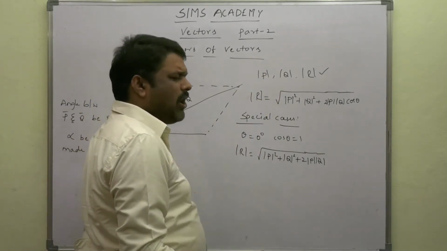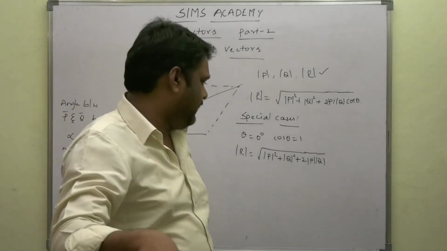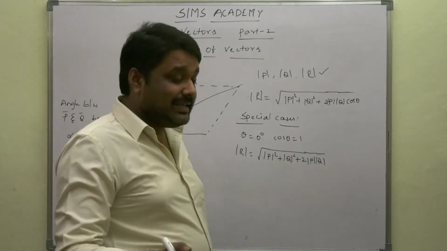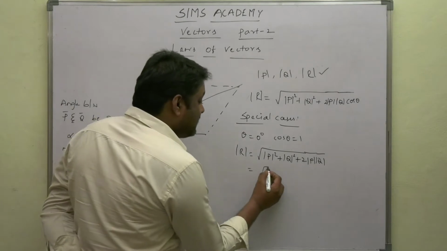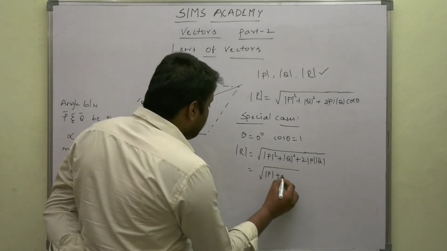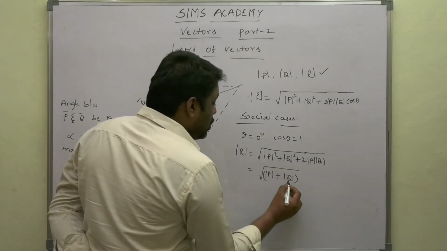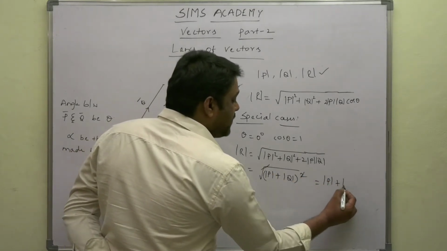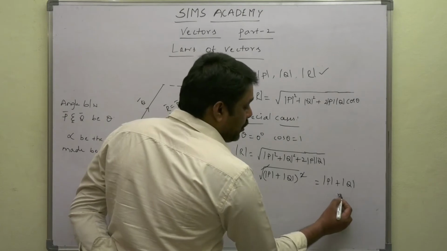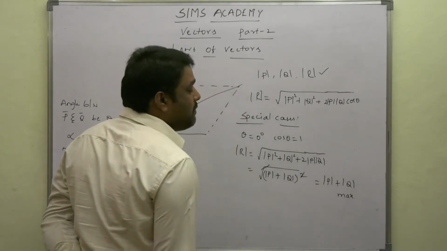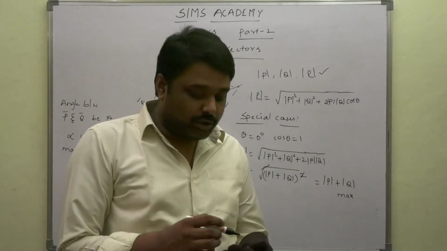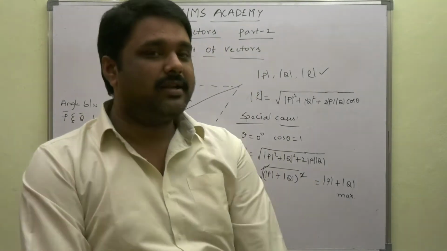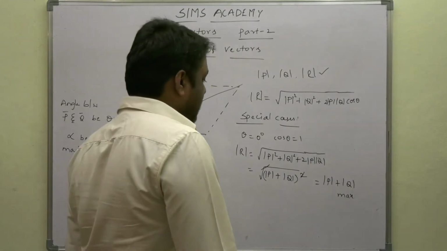It is of the form we learned in our 6th class: a square plus b square plus 2ab. It is a plus b whole square, that is the square root of mod P plus mod Q whole square, and the root gets cancelled. Now it becomes mod P plus mod Q, which is the maximum value. When the two vectors are parallel, the resultant is maximum.